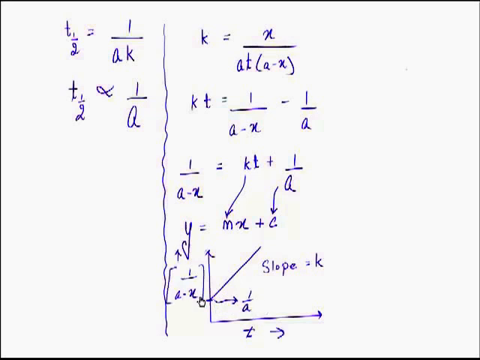1 upon A. And hence, if we carry out a second order reaction, we can straight away plot a graph of reciprocal of the concentration at any given instant versus time, and we'll get a straight line graph. And the slope of the graph straight away will be the value of the rate constant of the reaction.